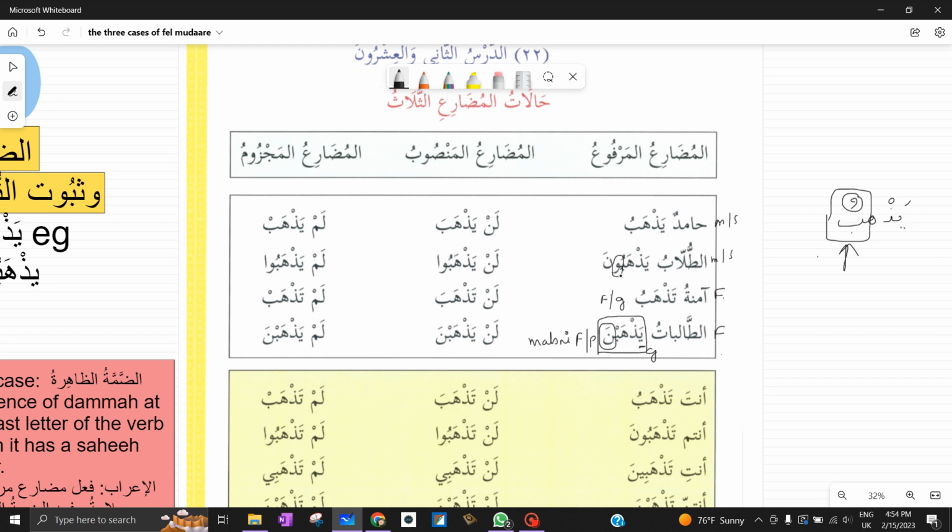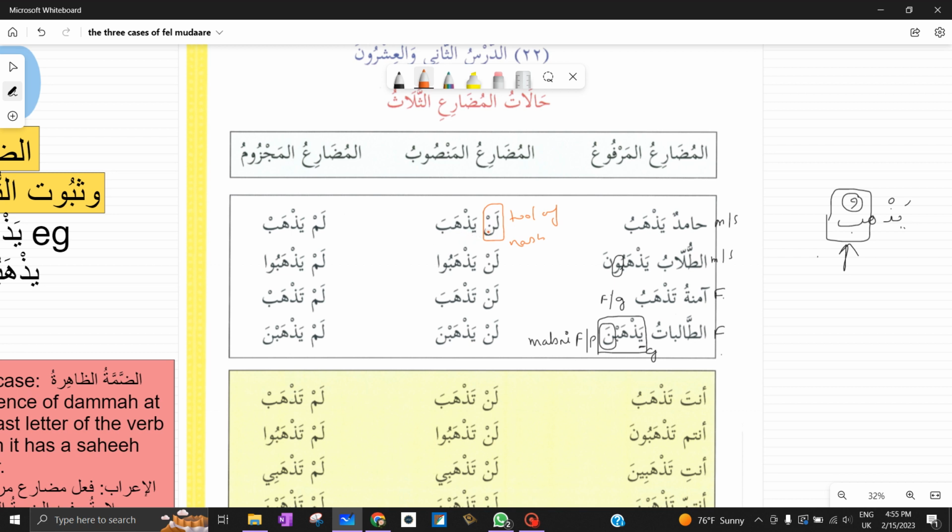In marfu cases, you will see the full form of present tense as normally you have been doing in the Madina book. Now, what happens in mansoob? As you see in this table, the small change that you can see in mansoob is the lan. So lan is actually the tool of nasb.